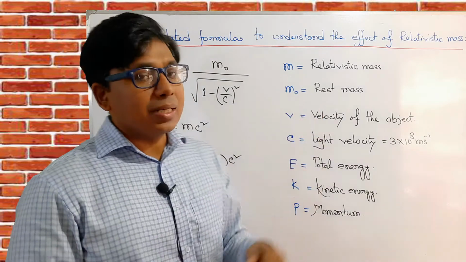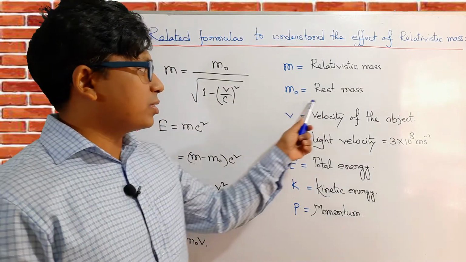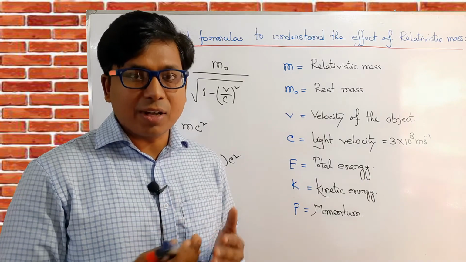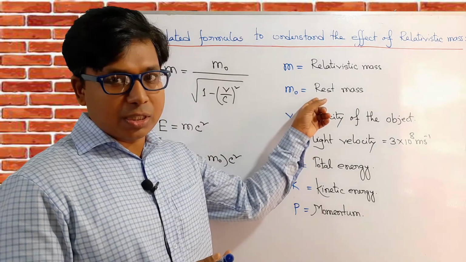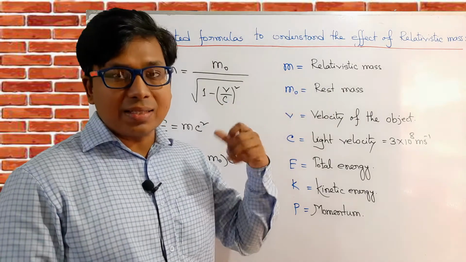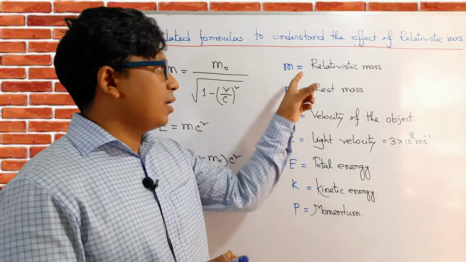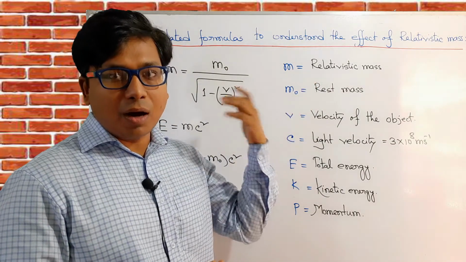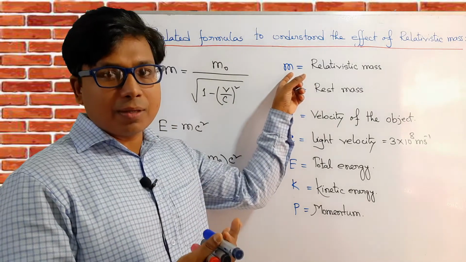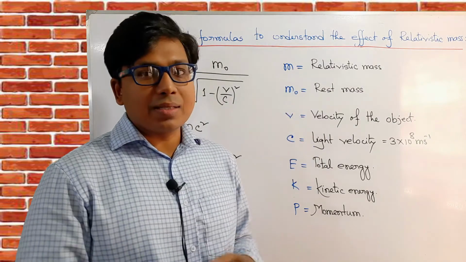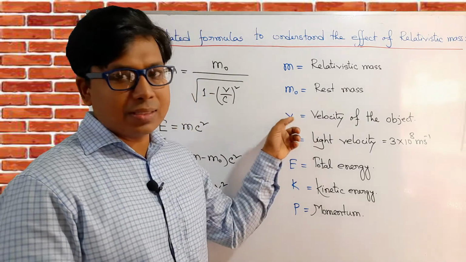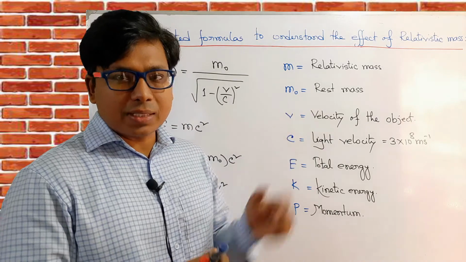Here m equals the relativistic mass, and m naught is the rest mass. When the observer and object are at the same velocity, which is called the rest position, the measured mass is called the rest mass. When the object and observer are at different velocities, which is called the moving position with respect to the observer, the measurement of the mass is called the relativistic mass, another meaning being the mass in motion. The velocity of the object is the relative velocity between object and observer.